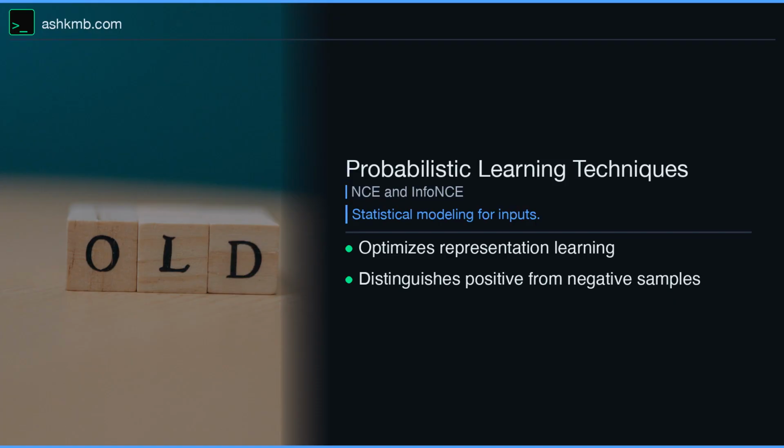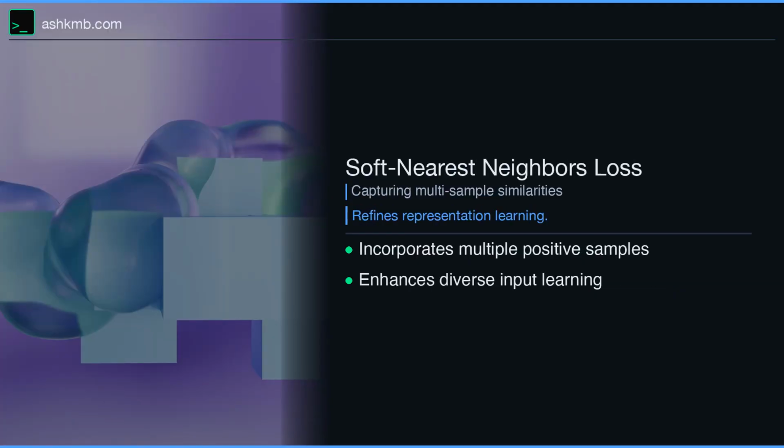NCE and InfoNCE optimize probabilistic representation learning. These techniques distinguish positive samples from negative samples, employing statistical modeling to enhance understanding between inputs. The soft nearest neighbors loss captures multi-sample similarities. By incorporating multiple positive samples, it refines the representation learning process across a diverse set of inputs.